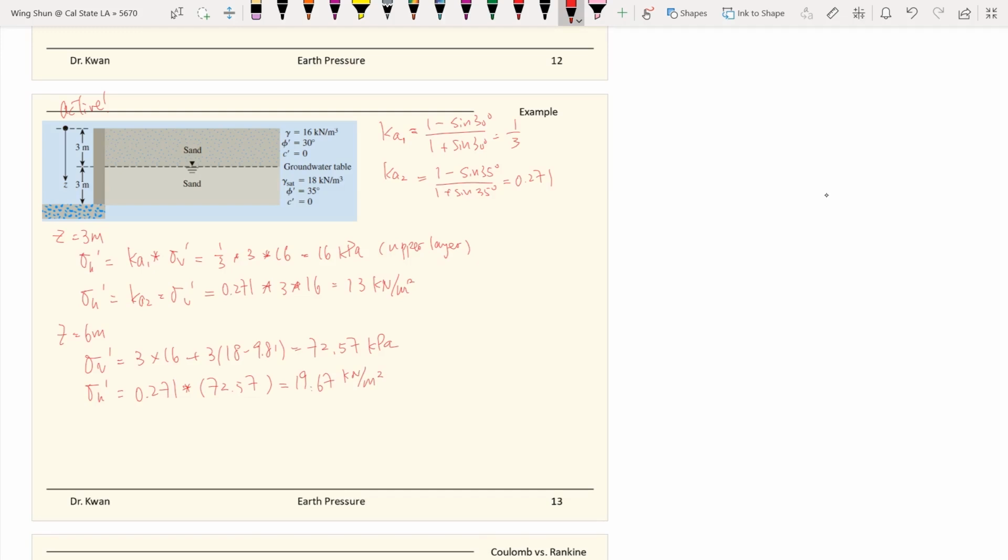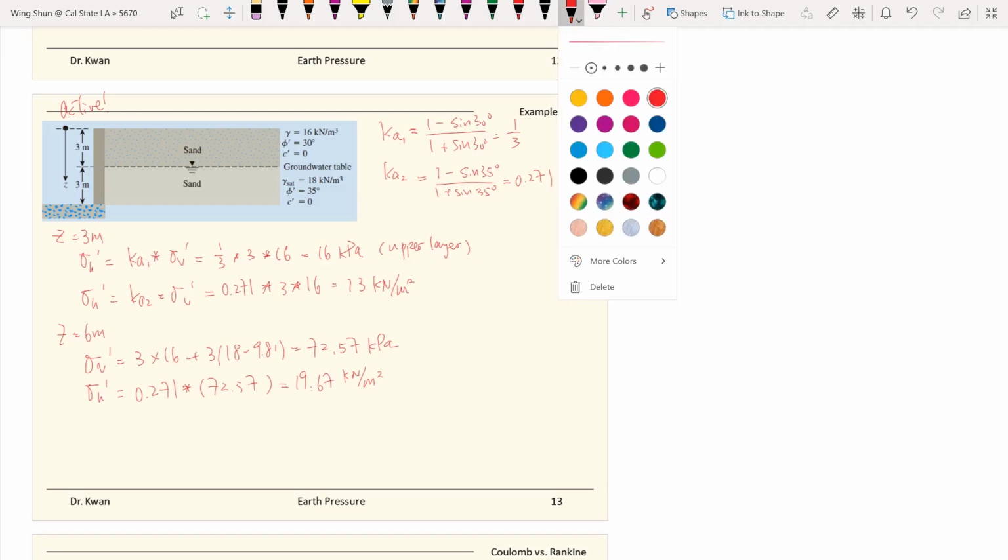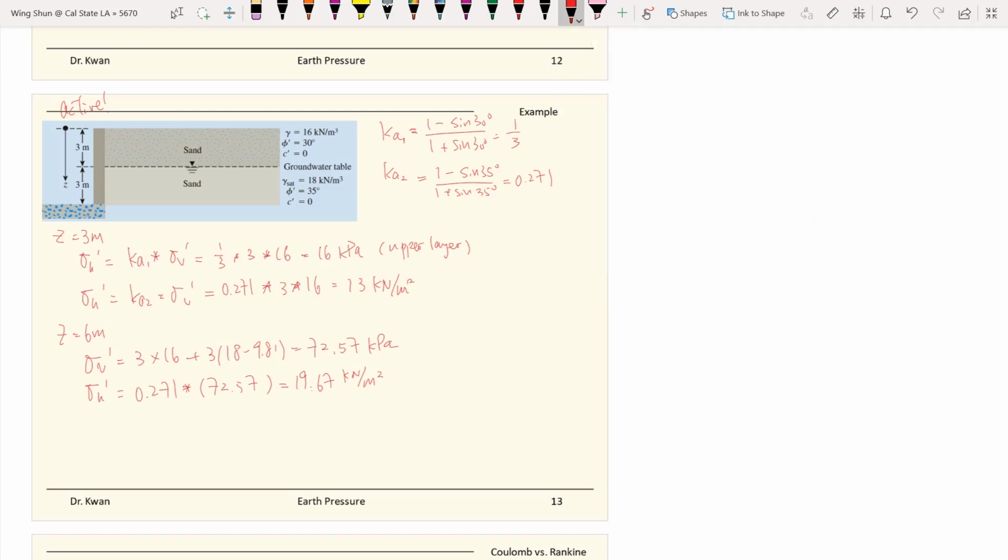So with that, then we can plot out our first stress distributions. It's always good to have the stress distributions to help you know what's going on, and also the stress distributions help you to calculate the force, because once you see the area, then that equals the force that you need to find out.